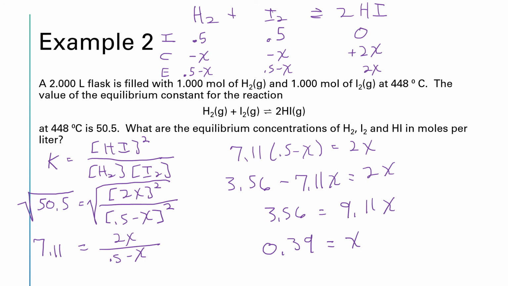For HI, we needed 2 times x. So if we take 2 times x, our equilibrium concentration of HI will be 0.78. And then for both hydrogen and iodine, we had 0.5 minus x. So 0.5 minus 0.39 gives us 0.11. So both of these are equal to 0.11 at equilibrium.